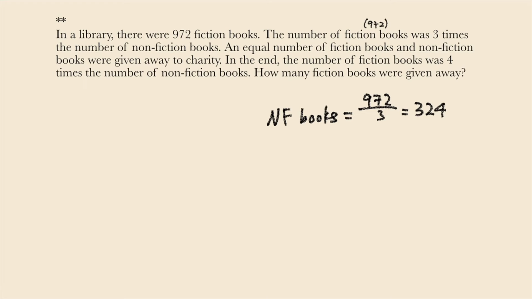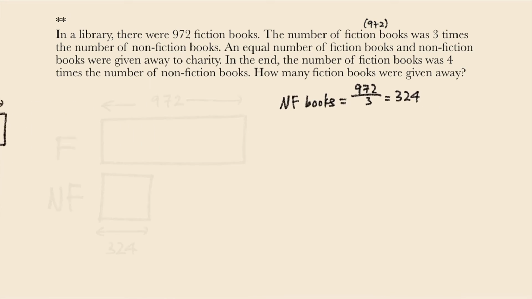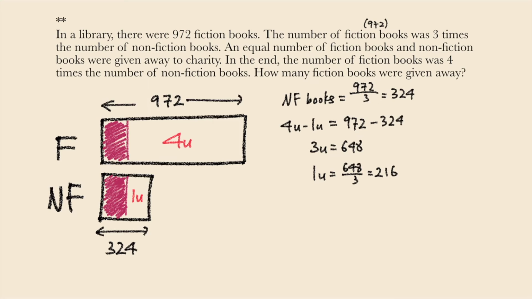From there, an equal number of these 2 types were given away. So we can draw the diagram as such with the 2 real numbers that we have just found. And the next step would be to shade an equal portion to signify an equal amount given away. And the end result is fiction books was 4 times as many as non-fiction books, so 4 units and 1 unit. From here, the difference of 3 units would be the difference between these 2 real numbers. So 4U minus 1U is 3 units, and 3 units will be 648, and 1 unit is 216.